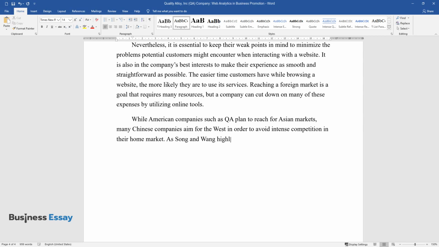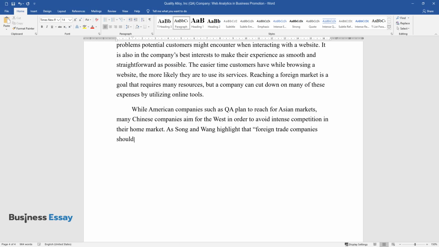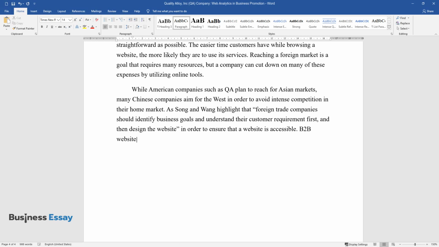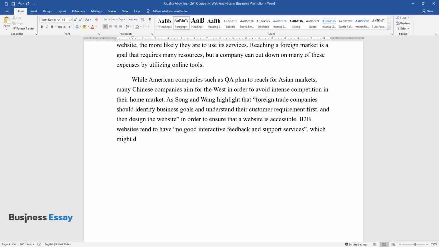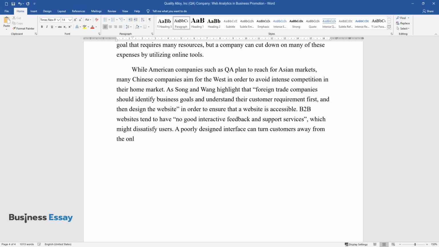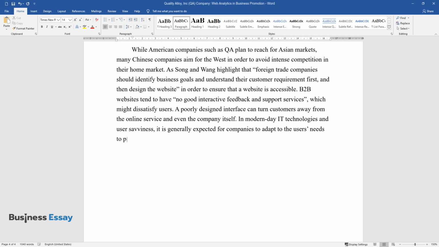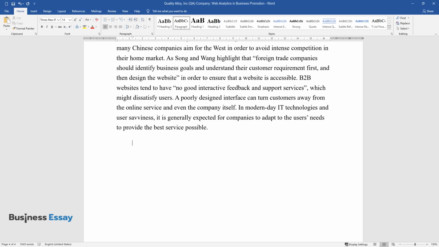As Song and Wang highlight, foreign trade companies should identify business goals and understand their customer requirements first, and then design the website in order to ensure that it is accessible. B2B websites tend to have no good interactive feedback and support services, which might dissatisfy users. A poorly designed interface can turn customers away from the online service and even the company itself. In modern-day IT technologies and user savviness, it is generally expected for companies to adapt to the user's needs to provide the best service possible.